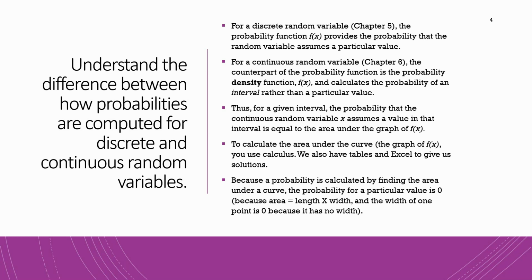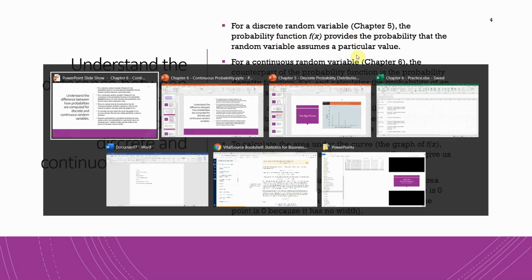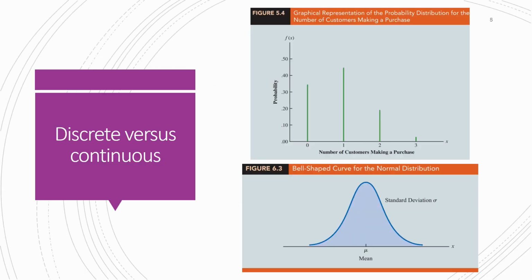So the thing that we're thinking about now is with discrete random variables, we're able to calculate the probability of a particular value, right? So if you think about this distribution here, this is from Chapter 5, what is the probability of a customer making a purchase, 0, 1, 2, or 3? It could take on any of those values. So we could say, hey, what is the probability that one customer makes a purchase? But with continuous random variables, we can't actually say what is the probability of one specific number.